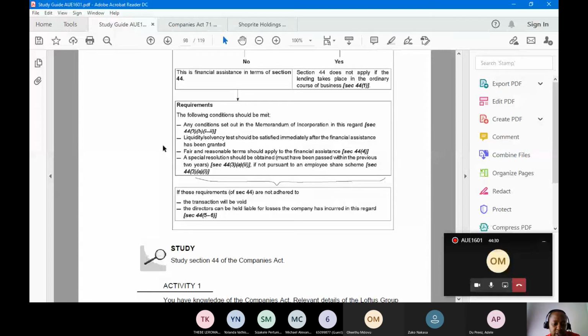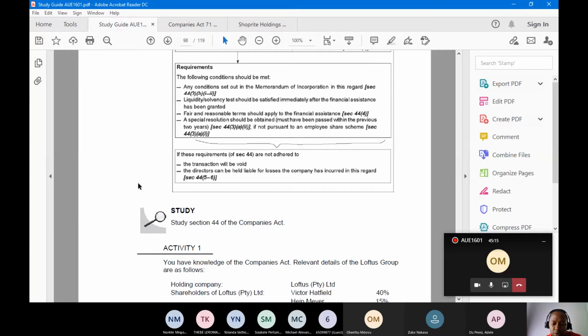If these requirements are not adhered to, either the transaction will be void, and any directors that have signed up on this financial assistance can be held liable for losses the company has incurred in this regard. And this will also be similar to a case where the directors have issued shares that were not authorized by the board, where they can be jointly and severally liable for the debts incurred by the company, and they need to pay back any interest applicable to the company. And as I said, obviously the contract will be null and void. Any questions before we move to the next section, which is loans to directors?